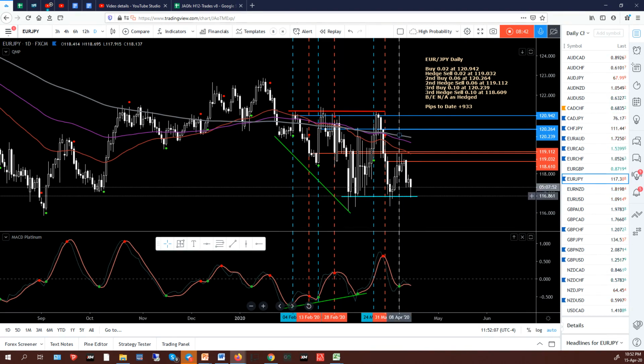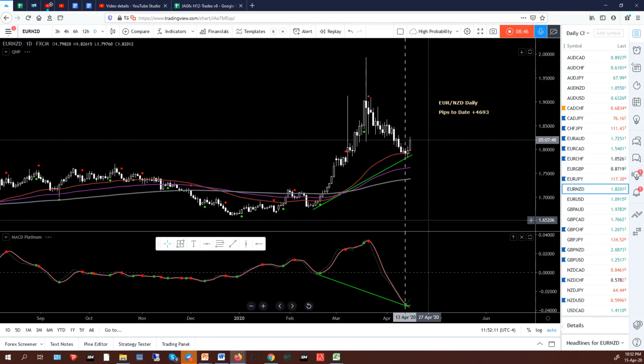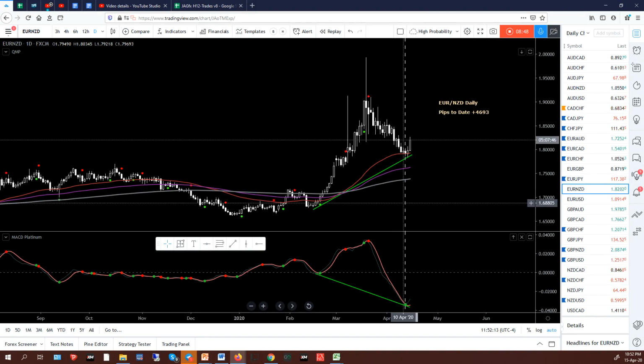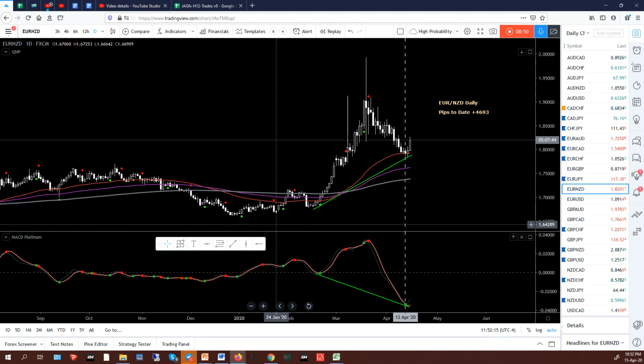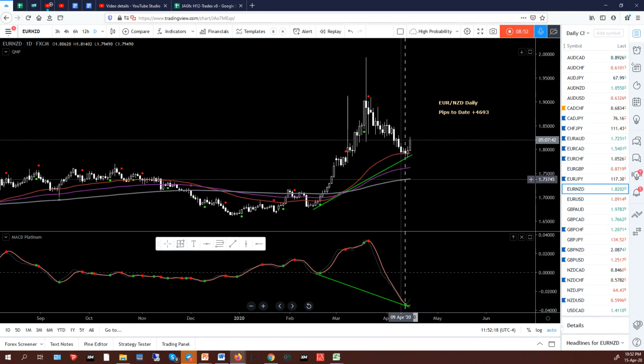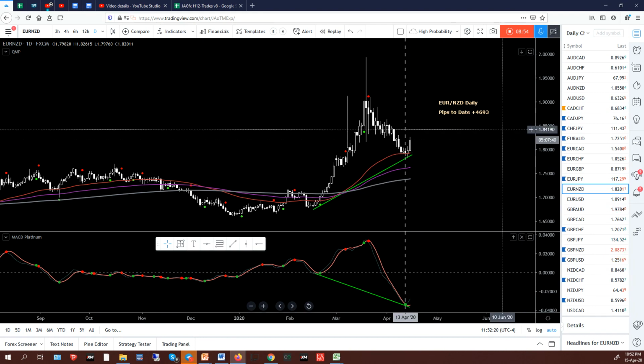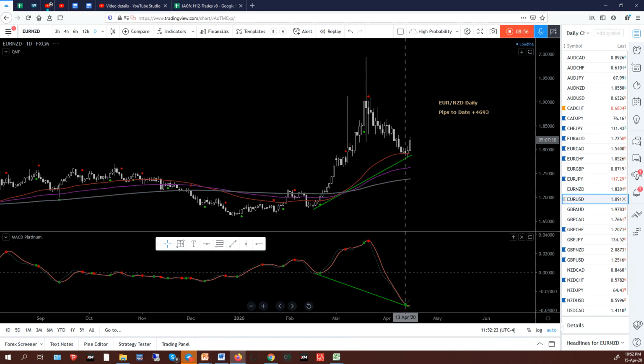Give it a sort of a support area. See how we go. Euro New Zealand, nothing happening at the moment. Possible buy setting up tomorrow by looks. Again, hidden bullish divergence. Got a few pips in the bank on that one. There's a good pair to trade.